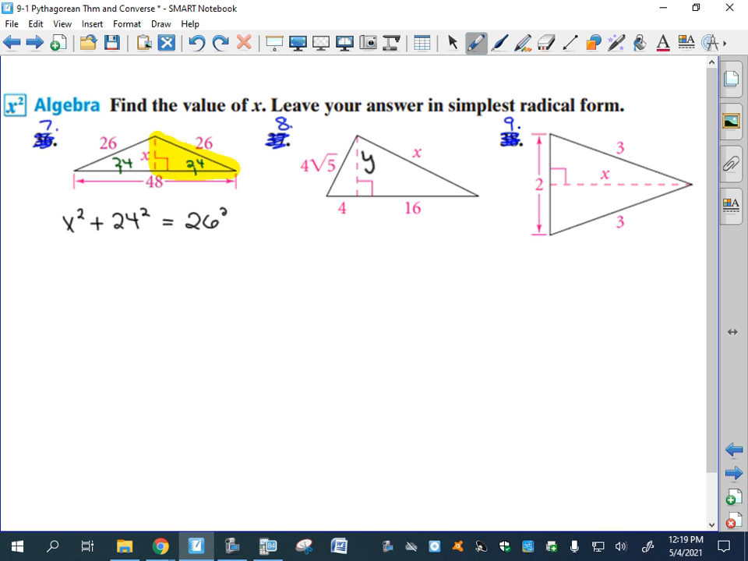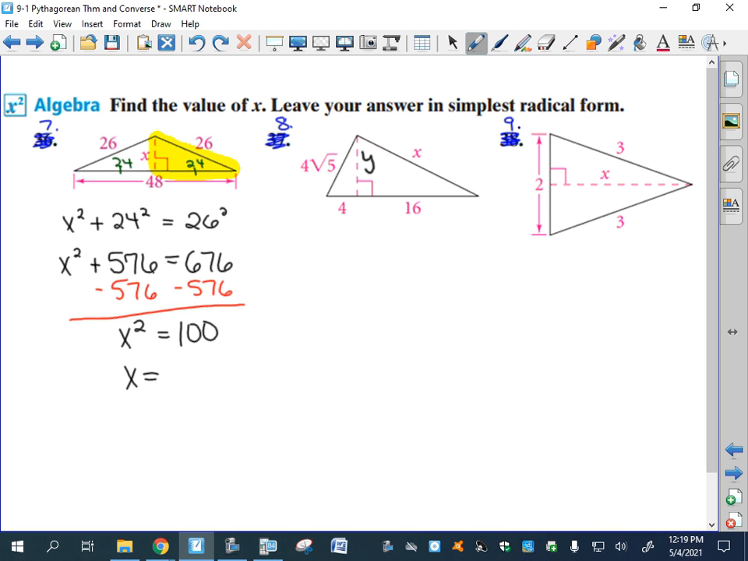Now let's use our calculator to get some squareds here. 576 and 676. Those are a little bit nicer. Now what do we do? And what does that give us? 100. We subtract our 576. That gives us 100, which means that altitude in the middle is 10. Square root of 100 is 10.